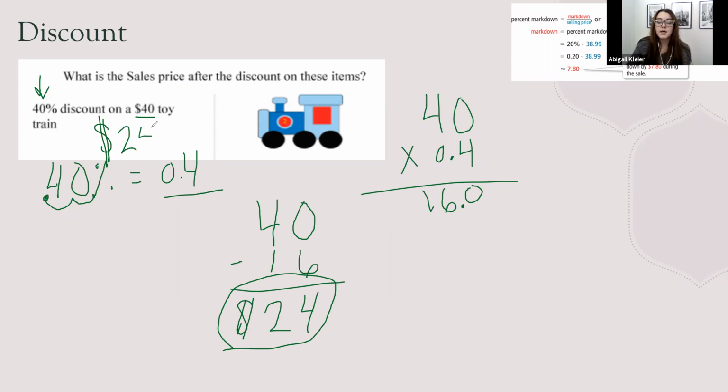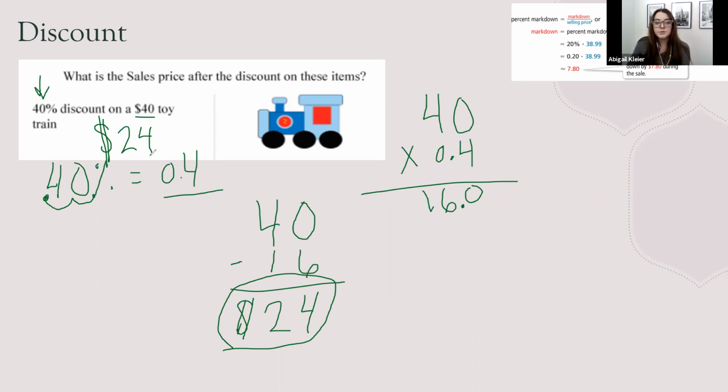This new and final number represents the amount that the toy costs after a 40% decrease or discount. And let's analyze if this is a reasonable answer. So if a toy costs $40 and we're taking 40% off, obviously the new number should be less than 40. And since our number is less than 40, we can assume that this is a reasonable number.